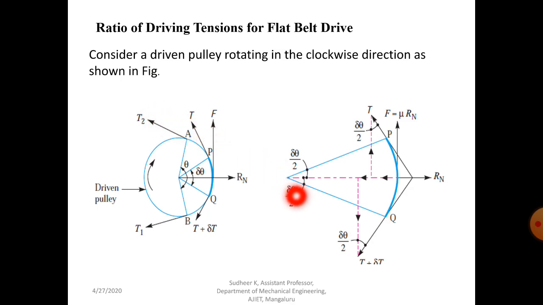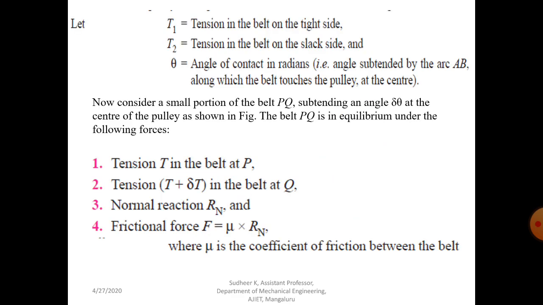Now what are the forces acting over here? That we have to see. T1 is nothing but tension in the belt on tight side. T2 is the tension in the belt on the slack side. Theta is the angle of contact in radian, that is the angle subtended by the arc AB, along which the belt touches the pulley, at the center. We have already considered a small portion of the belt PQ subtending an angle del theta at the center of the pulley as shown in figure.